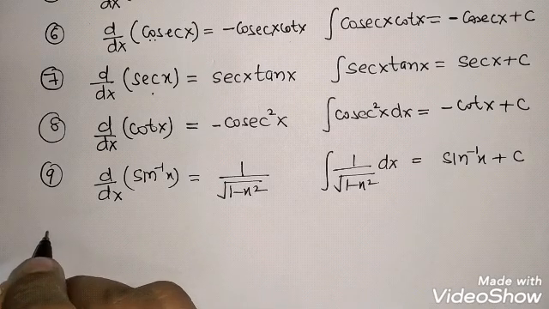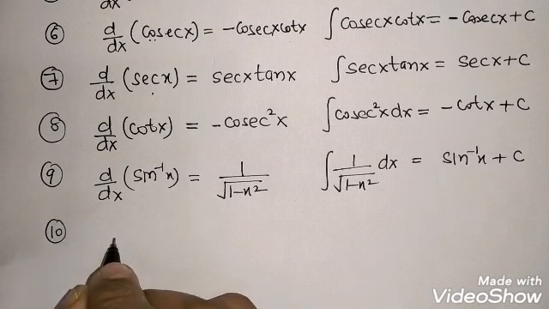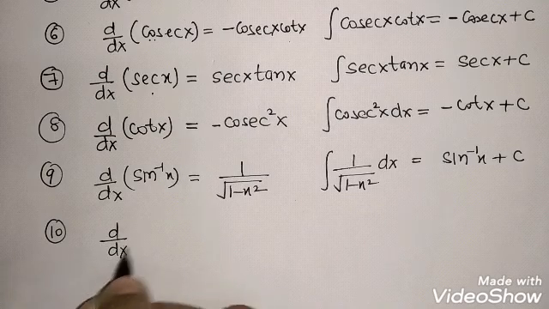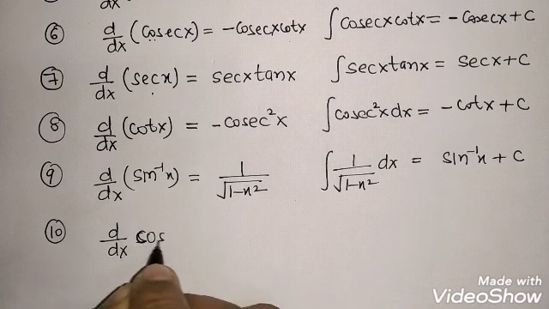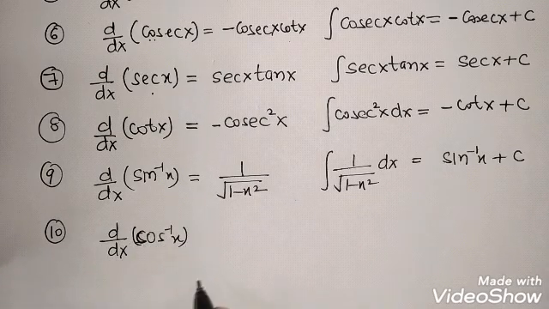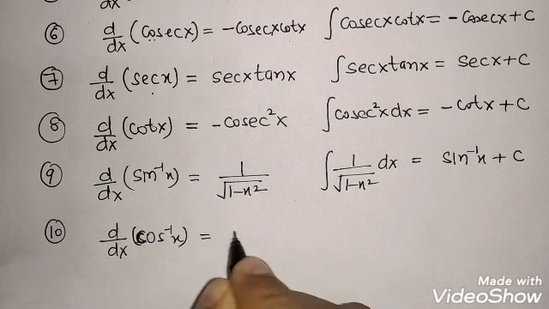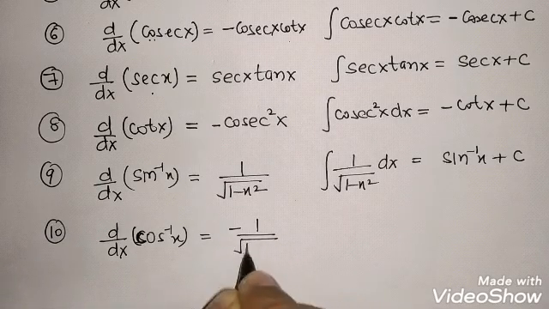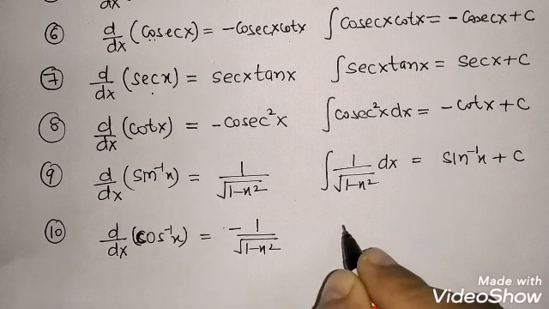Moving towards the 10th formula, the derivative of cos inverse x. This is again an easy formula. What is the formula for the derivative of cos inverse x? You know very well, this is negative 1 upon root of 1 minus x square.